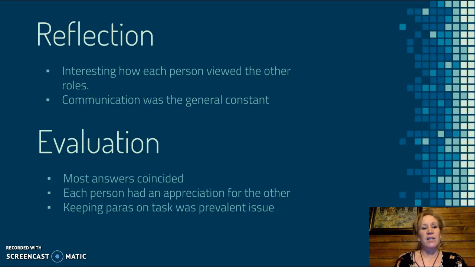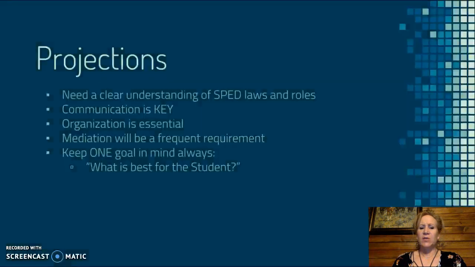My reflection on this: it was interesting to see how each person viewed the other roles, and communication was just the constant throughout the whole thing. My evaluation would be that most answers really did coincide and go hand in hand, and each person had a real appreciation for the other. And it seemed like keeping paras on task was a constant and prevalent issue.